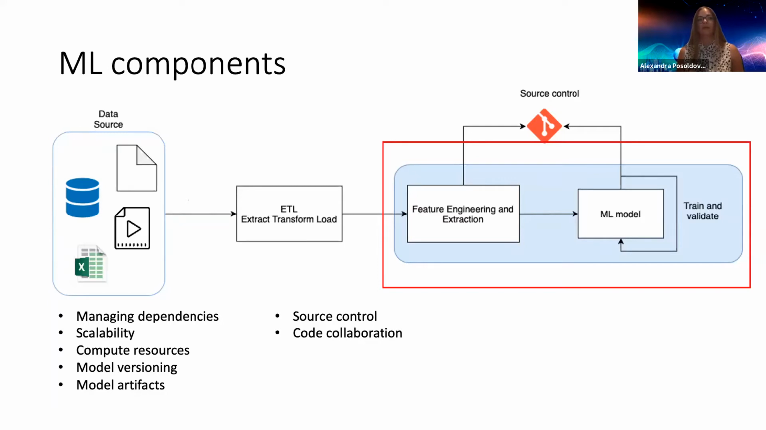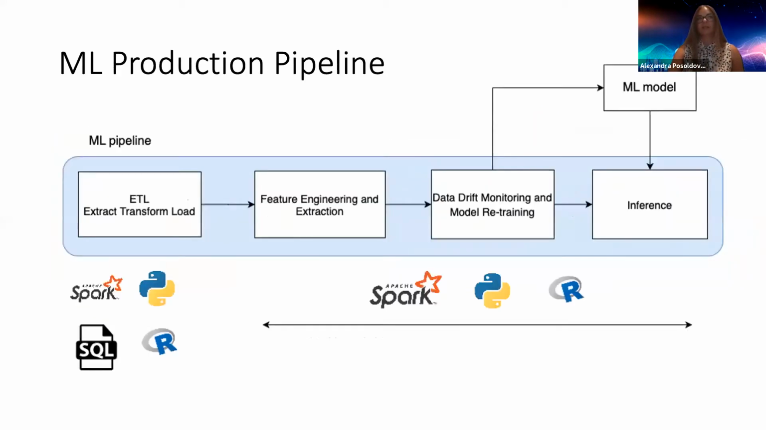Then you need to manage model versioning. So you might end up having multiple versions of the model as the model is being updated and retrained, alongside with the model artifacts. And if you have a team of data scientists collaborating on machine learning development, then you need to manage source control and the code collaboration. So this being machine learning development lifecycle.